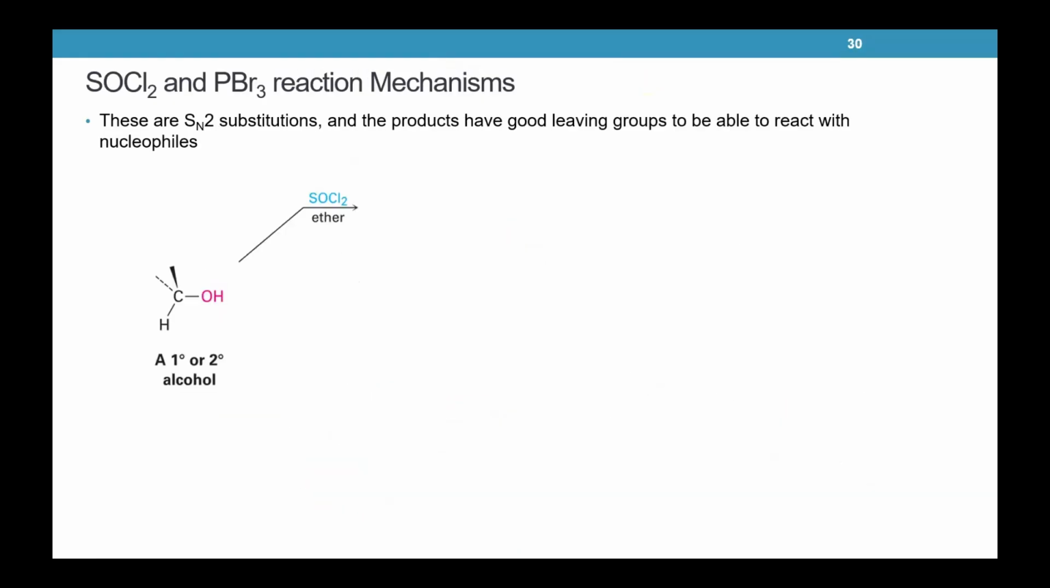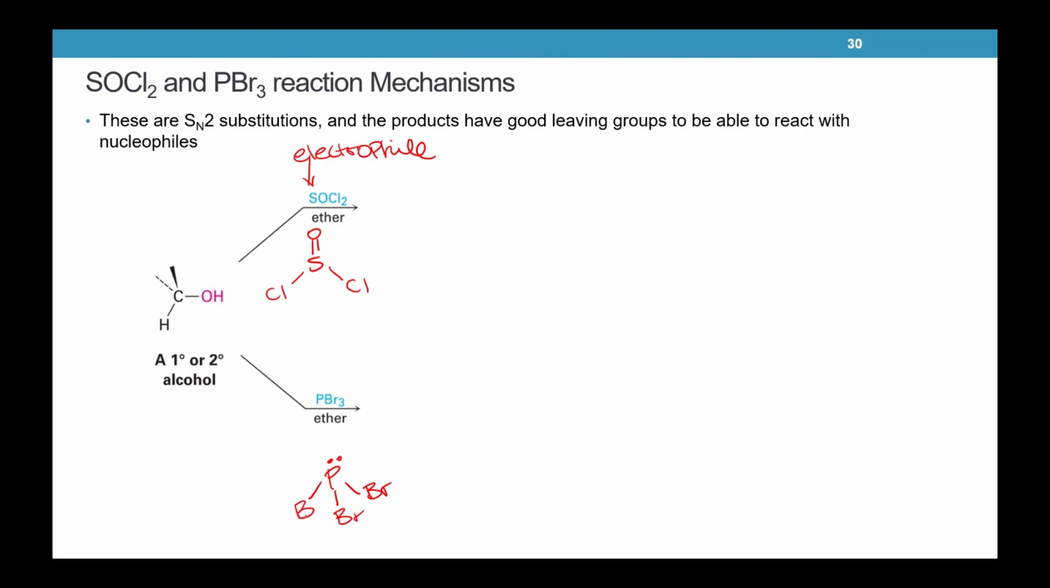Okay, so then moving on from tertiary alcohols, how do we make alkyl halides from primary and secondary alcohols without acids? Well, we use these reagents that are electrophiles or Lewis acids, SOCl2 and PBr3. Okay, so SOCl2 looks like this. And I think there's another lone pair on the sulfur there, but I didn't count the electrons. And then PBr3 looks like this.